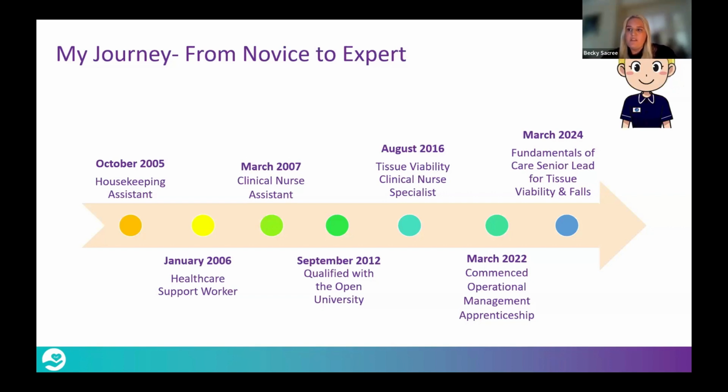Each step of this journey has been an important building block for me, bringing me to where I am today. More recently, in March, I took the role of the Fundamentals of Care Senior Lead for Tissue Viability and Falls. In this capacity, I'm responsible for overseeing, managing and enhancing patient care, making sure that patients receive evidence-based care for skin and wound management.